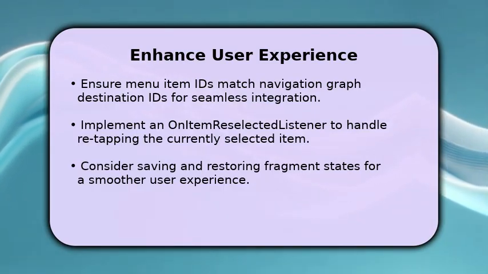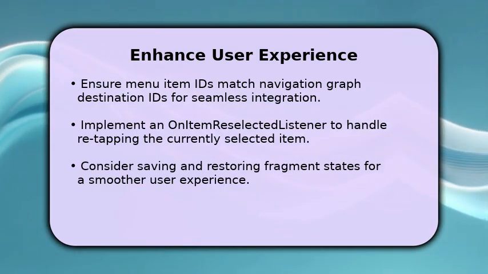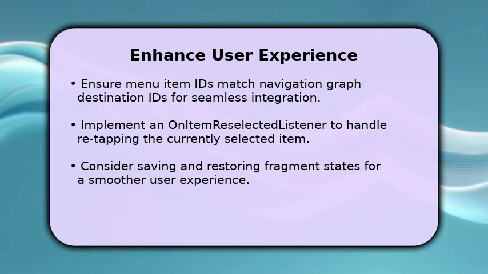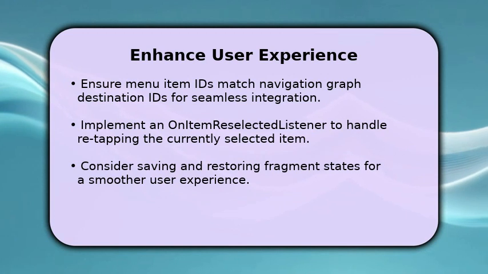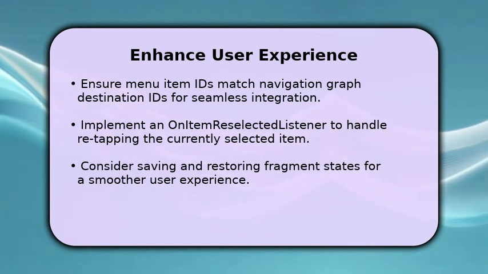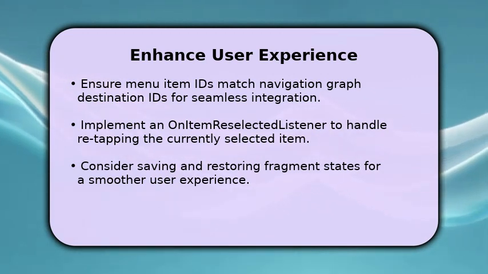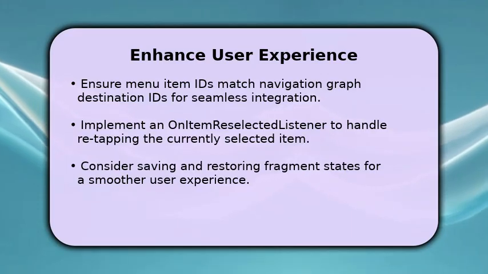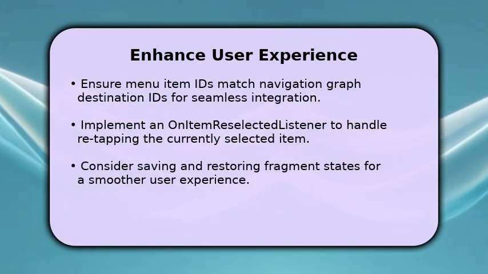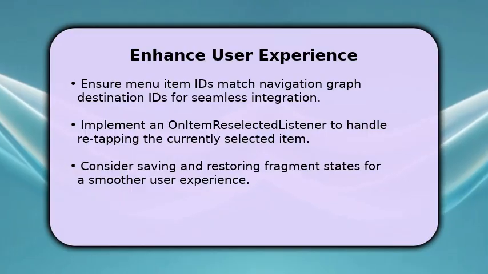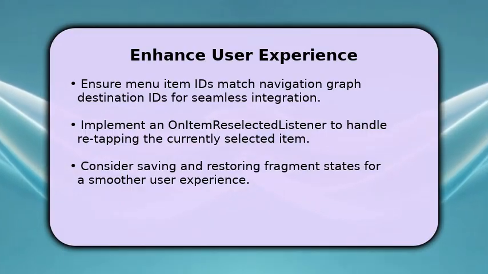Also, implement an on-item reselected listener on your bottom navigation view. This allows you to define specific actions, like scrolling to the top of a list, when a user retaps an already selected item. Lastly, leverage the navigation component's ability to save and restore fragment states, ensuring a fluid experience as users switch between tabs.